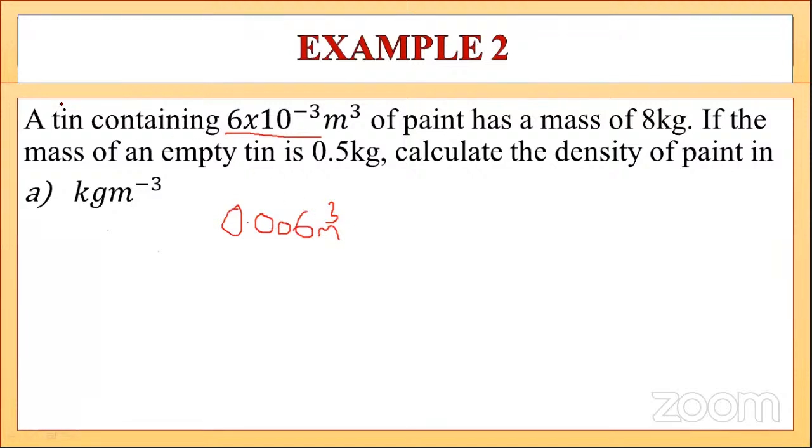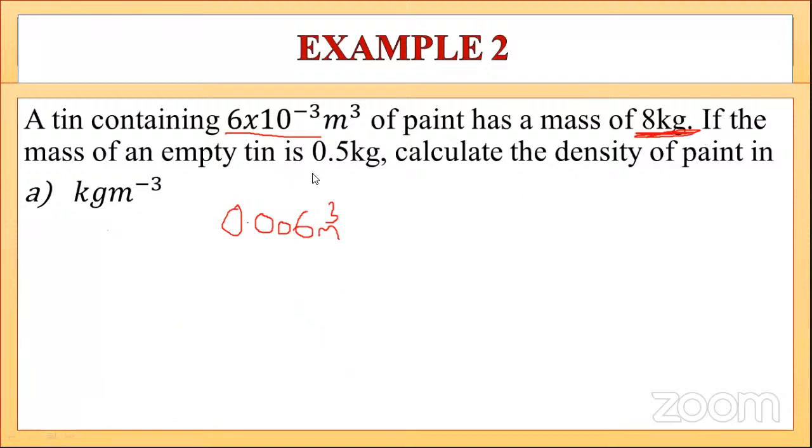Good. So we're saying that a tin containing 6 times 10 to the power negative 3 meters cubed of paint has a mass of 8 kilograms. Do you see 8 kilograms? Yes, sir. The mass of the paint and the tin, okay? Remember, the tin contains the paint. And the mass is 8 kilograms. That means that the mass of the tin and the paint is 8 kilograms. Is that okay? Yes.